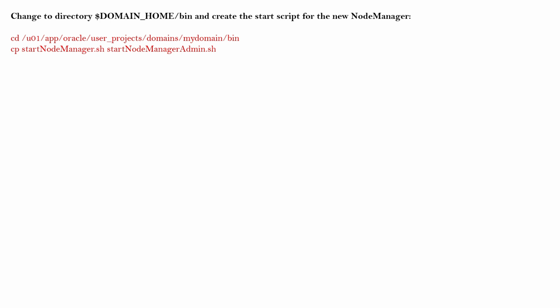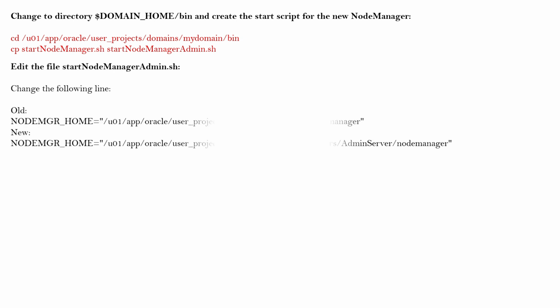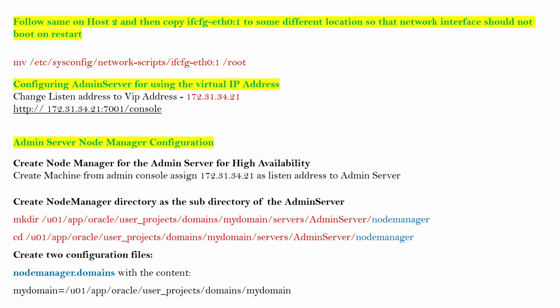So what you can do, you can go to your domain bin folder, and then you can copy your startNodeManager.sh file and give it a name, startNodeManagerAdmin.sh, right? Because we are going to start our node manager for the admin server with the help of this script. And the only thing that you need to change in the startNodeManagerAdmin.sh file is the NodeManager home, and this is the home which we have configured here for our admin server, right?